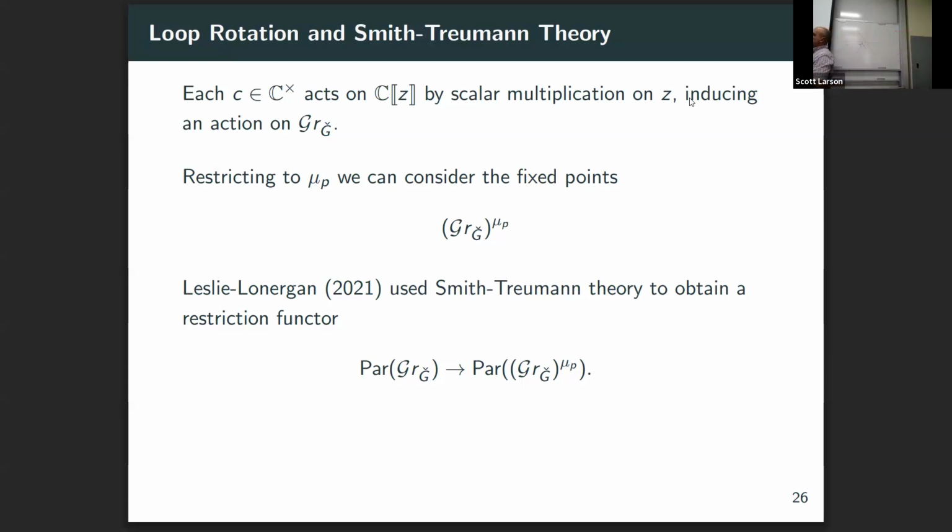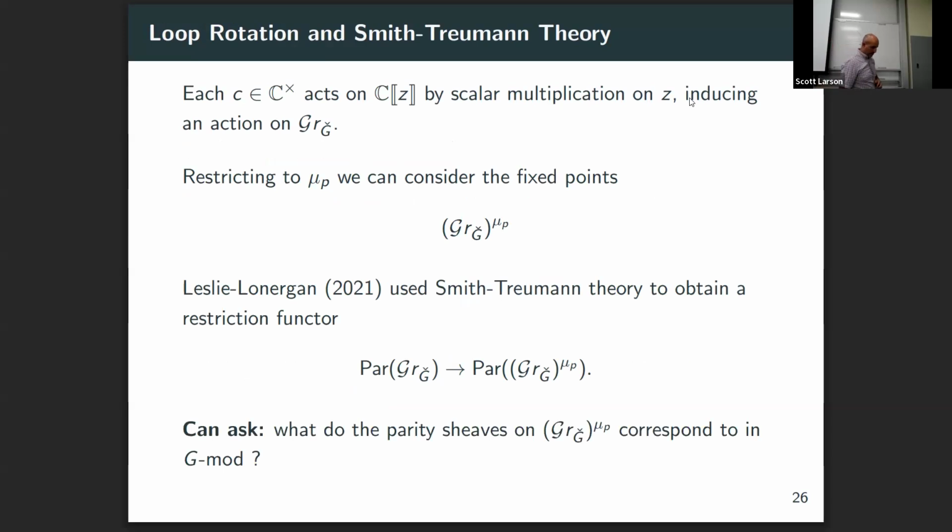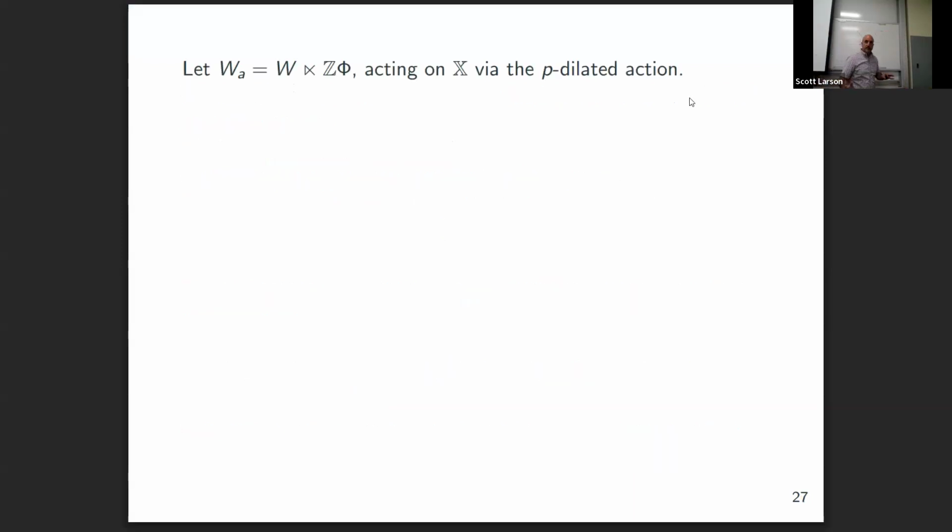After their work, Riche and Williamson used Smith restriction to get a geometric realization of the linkage principle and prove their tilting conjecture in all characteristics. They used a different formulation of the Satake category that Laura was a part of, the Iwahori-Whittaker model. Leslie and Lonergan did something a little different, but they obtained this functor from parity sheaves to parity sheaves on this variety of fixed points. The question is, what do parity sheaves on the right correspond to in general? I hope it's not a three-second answer from an expert in the crowd, but I think this is a reasonable question to ask. They showed at least part of the answer to this.